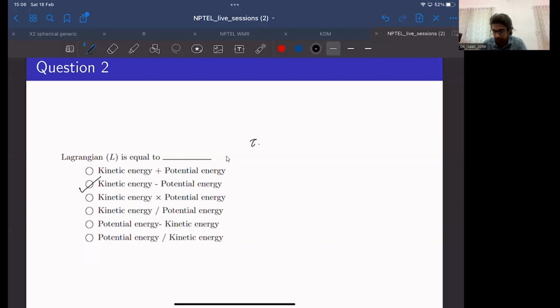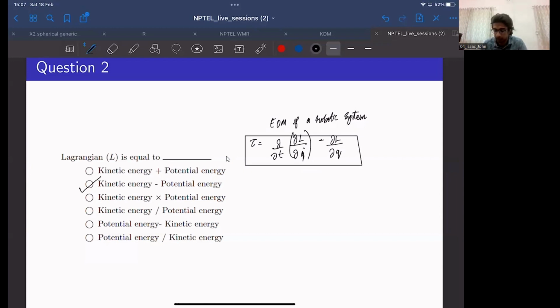So you would use the Lagrangian to find out the equations of motion of a robotic system. And as per the definition, Lagrangian is simply the difference of kinetic and potential energies. So in case of a land-based mobile robot, what would be the Lagrangian?